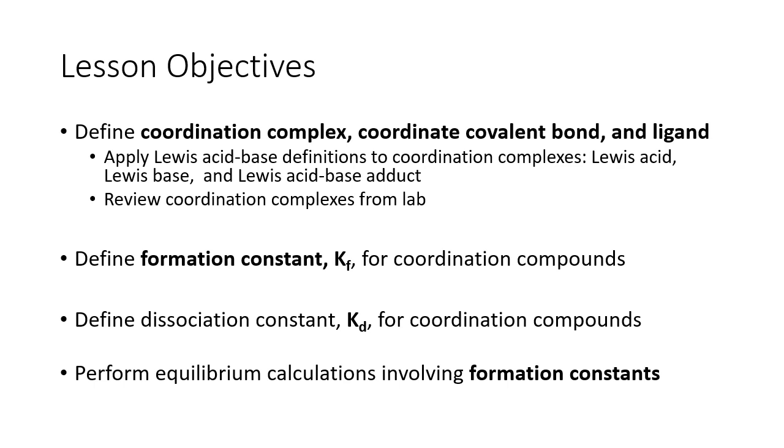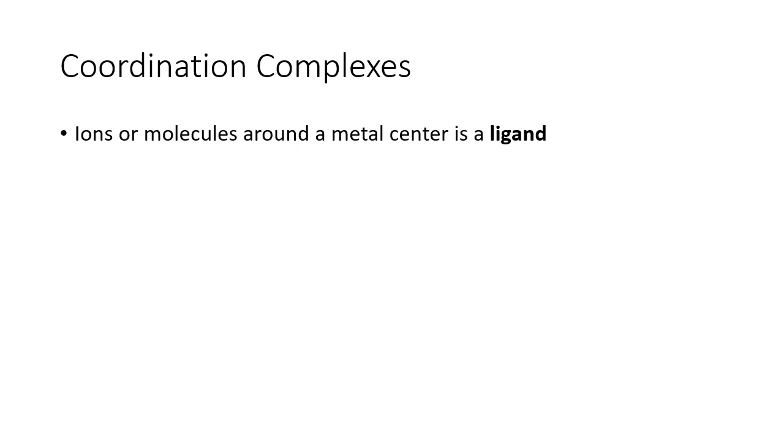We'll define a formation constant, K sub F, for coordination compounds. We'll define a dissociation constant, K sub D, for coordination compounds. And we'll perform equilibrium calculations involving formation constants. Ions or molecules located around a metal center are called ligands.